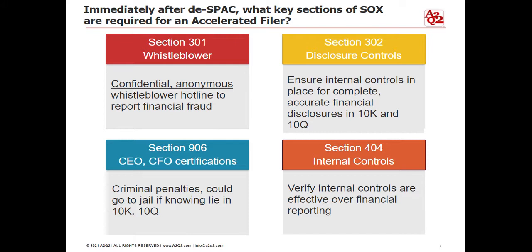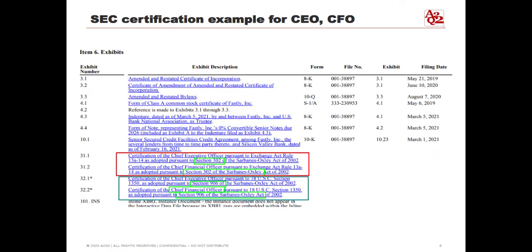The next section that you'll need to follow is Section 302, your first 10-K or your 10-Q, and every filing after that. You need to make sure there are controls in place for accurate and complete disclosures in your 10-K and your 10-Q. Section 404 is making sure you've documented and are testing your internal controls over financial reporting. And finally, the fourth one is Section 906 for CEO and CFO certifications. There are more provisions, but these are the key ones that I'm focused on today.